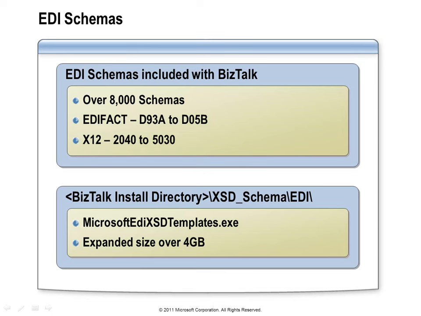BizTalk itself ships with over 8,000 schemas, including a broad range of the EDIFACT and the X12 schemas. And they package these up because there's so many of them and they're so large, they actually pack these up in a self-extracting installer of Microsoft EDI XSD templates. Typically what you'll do is expand that somewhere on an external drive or a separate hard drive, and you're only going to pull in the particular schemas that you want. You're never going to deploy all of the schemas. You're just going to deploy the schemas to BizTalk in your particular projects that you actually are going to use and that you care about.